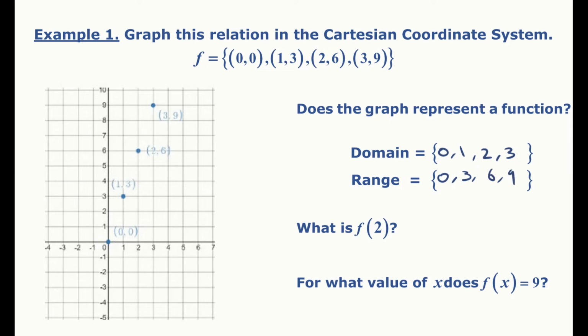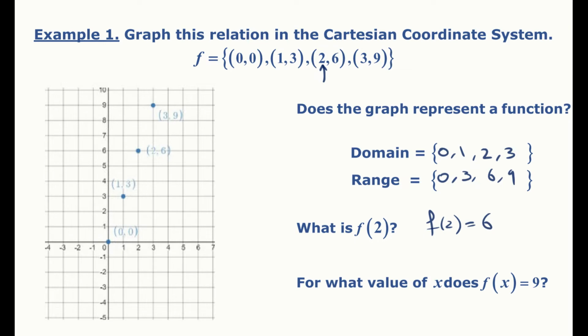So what if I say what is f of 2? That just means what is the output of this function when the input is 2. So here's the input. What's the corresponding output? Right there. So f of 2 equals 6, just like that.